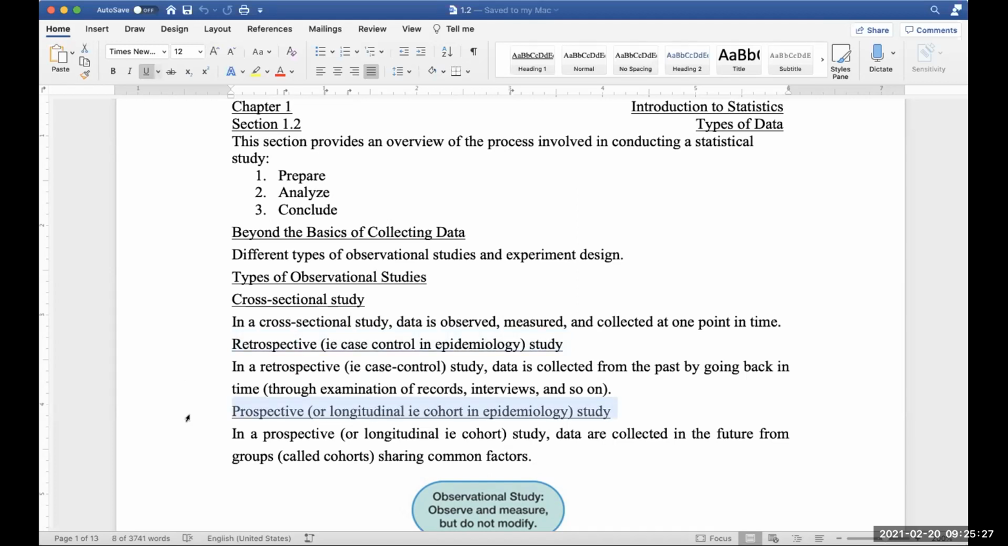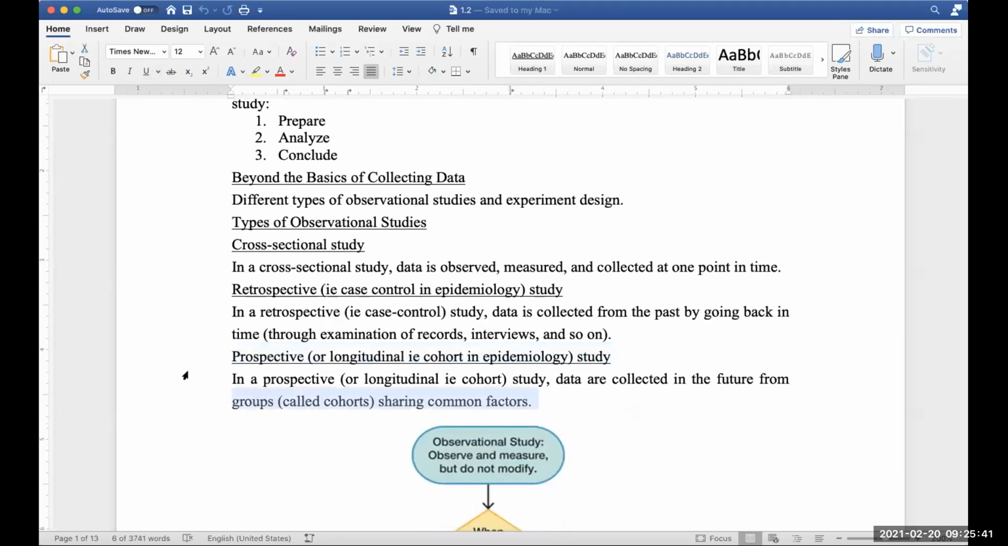A prospective study or a longitudinal study, sometimes just called a cohort study. In a prospective study, you look at data, you look at your object, and then you go forward and see what happens.